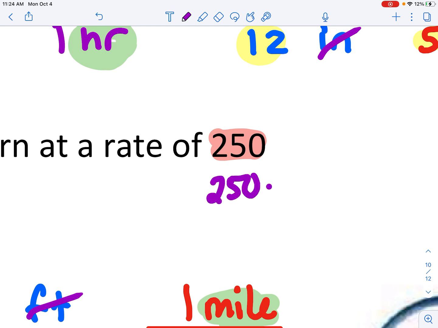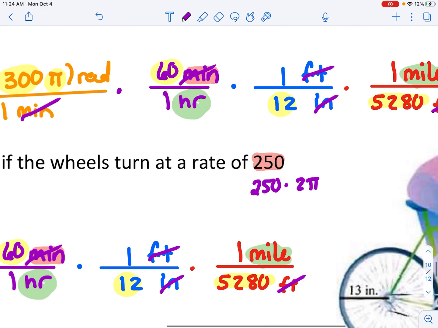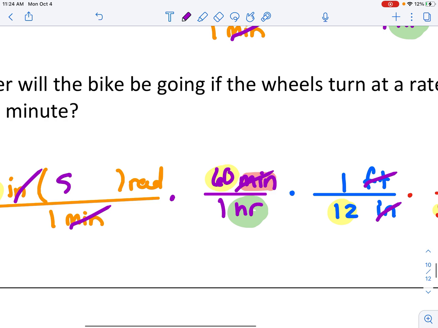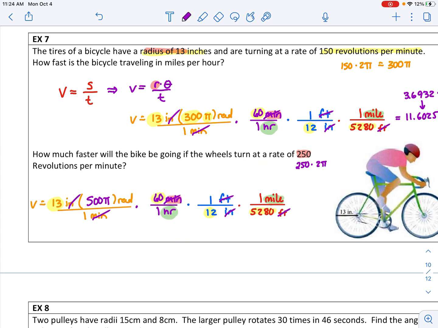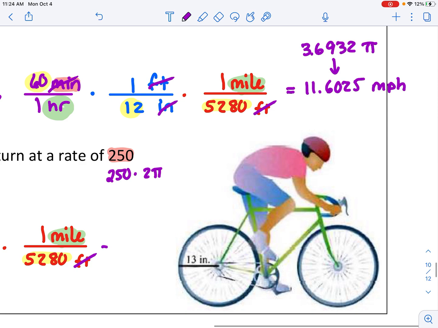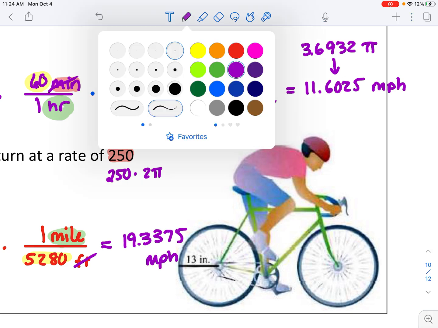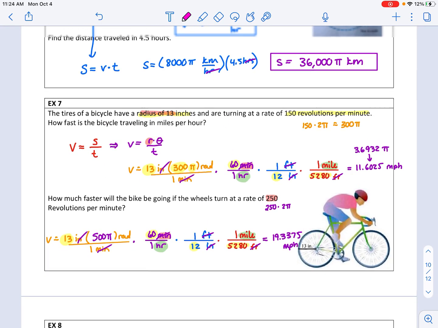Well, to find out our radians, one circle is 2 pi, and we're going to go around that circle 250 times. So I'm going to replace this with 500 pi, and I'm going to do all the same conversions in my calculator. All my units will cancel. I'll type it all in, and then I end up with, as a full decimal, 19.3375 miles per hour.